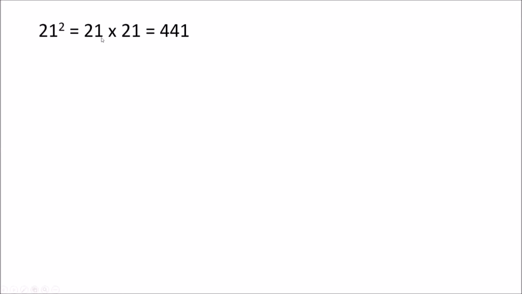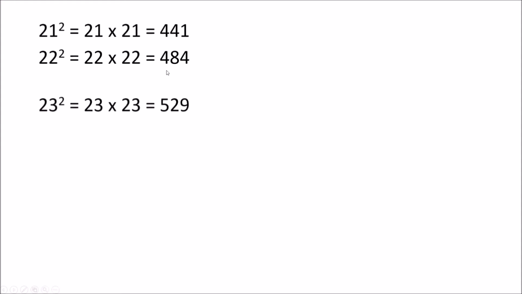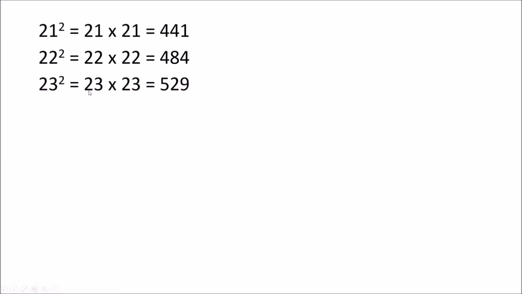21 squared is equal to 21 times 21 equals 441. 22 squared is equal to 22 times 22 equals 484. 23 squared is equal to 23 times 23 equals 529. 24 squared is equal to 24 times 24 equals 576.